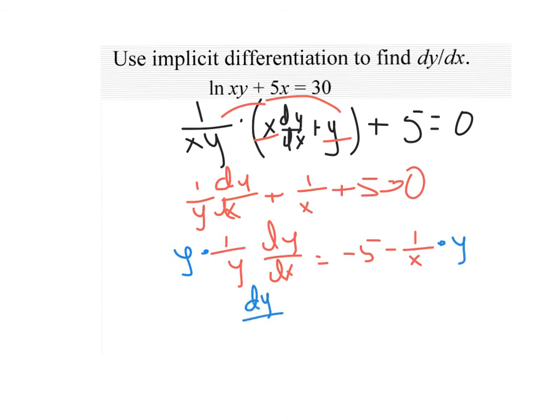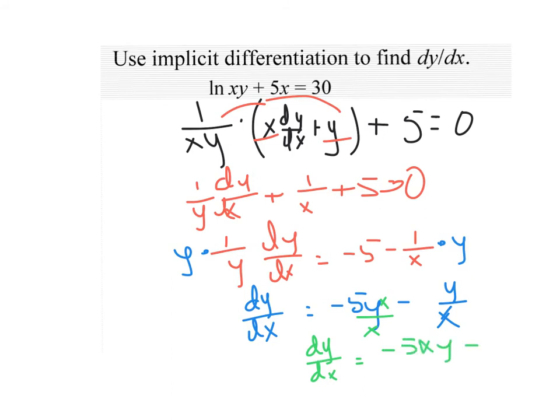you have to make this a little bit cleaner. Minus y over x. If you get a common denominator, it'll make this much nicer, which means I can multiply this by x over x. So dy dx equals negative 5xy or yx minus y all over x. That is the nicer version of this.